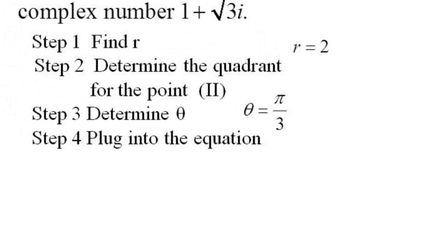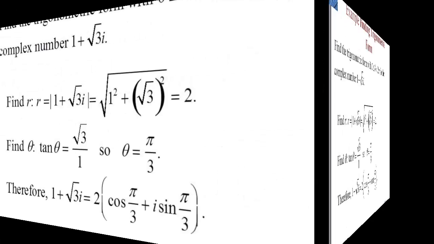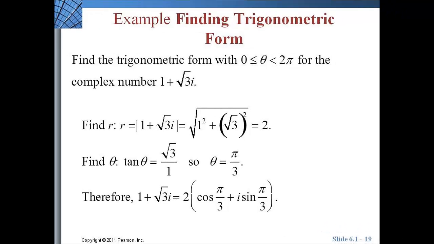Now that we have our modulus and theta, we can plug it into the equation. Our equation is z equals r times cosine theta plus i sine theta. r is 2, theta is pi over 3, so we get 2 times cosine pi over 3 plus i sine pi over 3. So this is a summary of it all. r is 2, theta was pi over 3, and 1 plus the square root of 3i is equal to 2 times cosine pi over 3 plus i sine pi over 3.